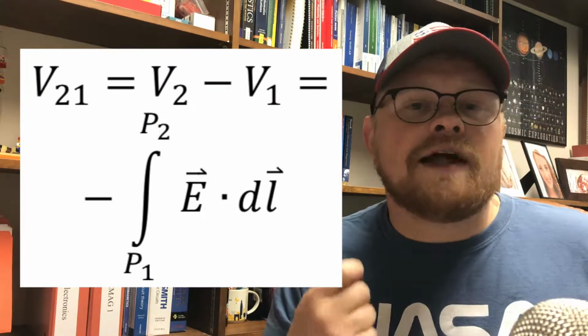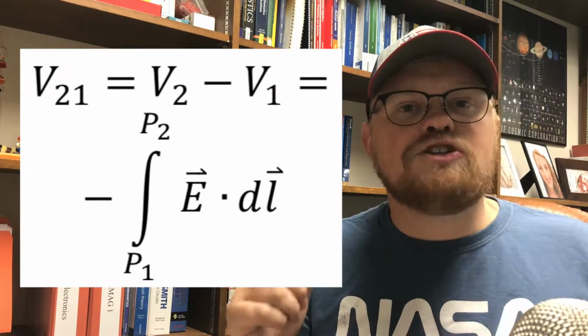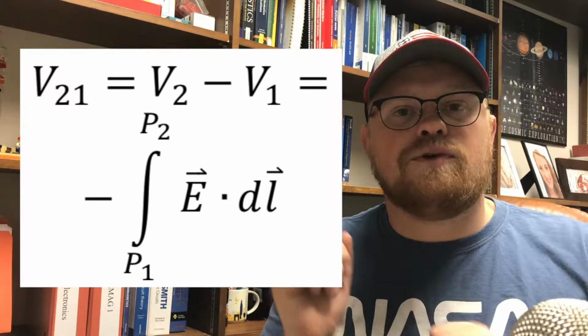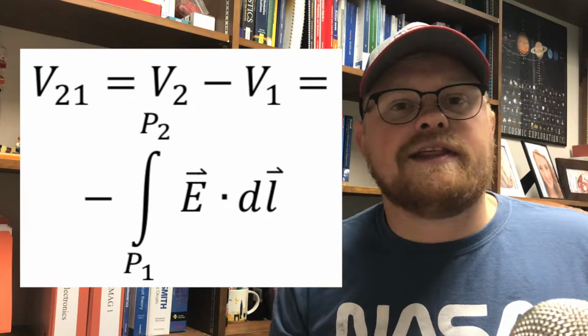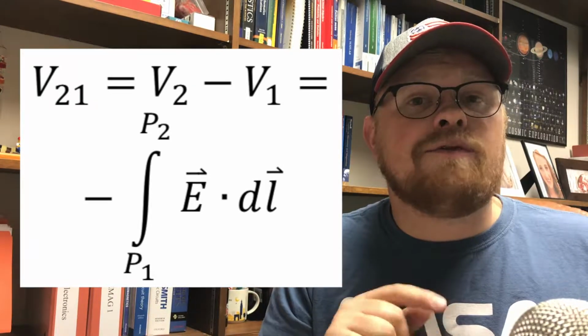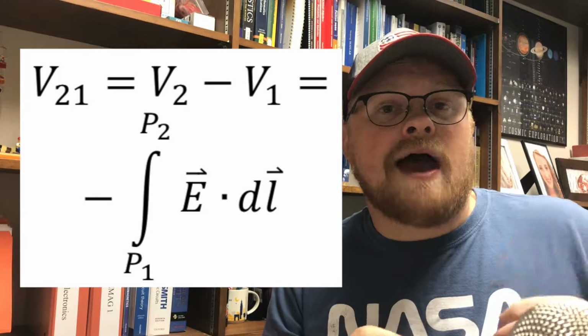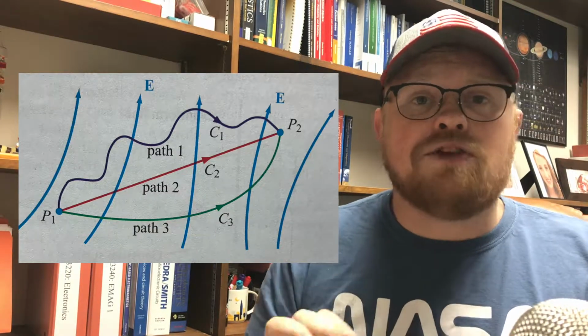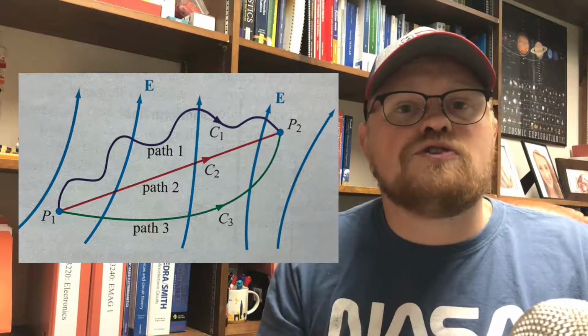It turns out that the electric potential, or voltage, measured between 2 points is equal to the voltage at one point minus the voltage at the other point. This can also be calculated by taking negative the integral of the electric field dotted with a differential length traveling along a path from one point to the other. What's neat about this is it doesn't matter what path you take between the 2 points. The voltage will be the same.